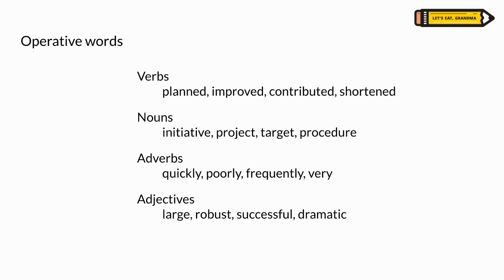Operative words can be verbs, nouns, adverbs, and adjectives. These descriptive words are great, but they can also be vague. How did the client review something? What was involved with the planning process? What does the client mean by improved? What sort of initiative? How fast is quickly? How big is large? And how do you measure that? How did the client determine what was successful?